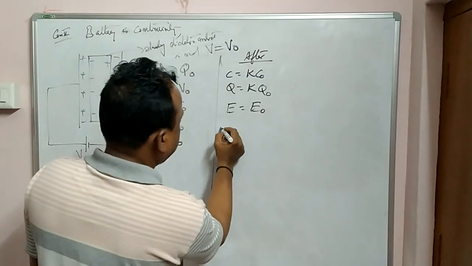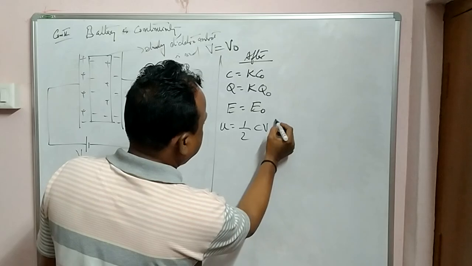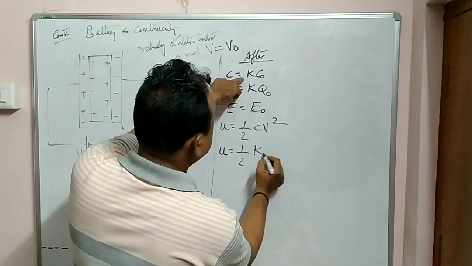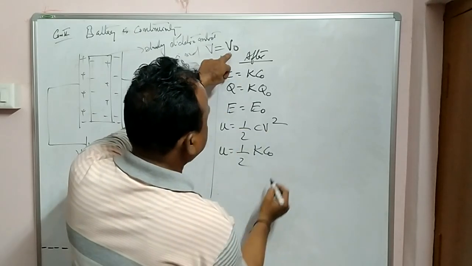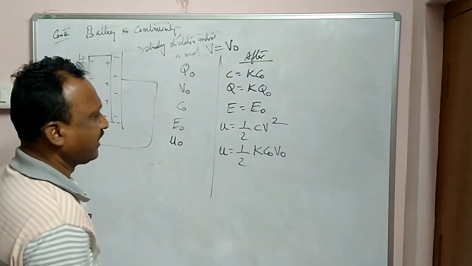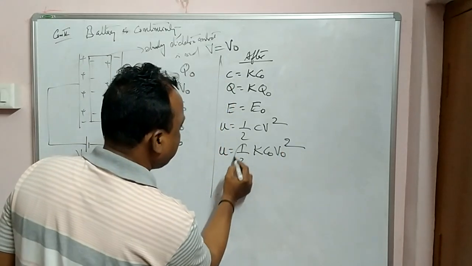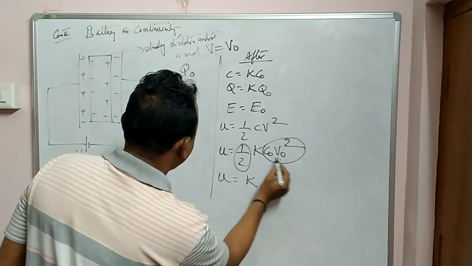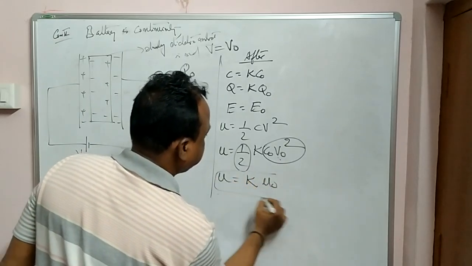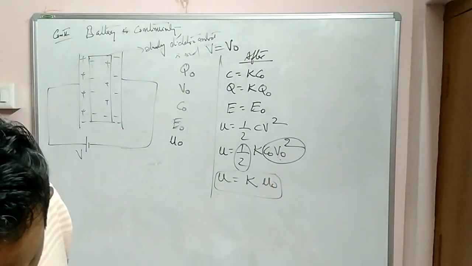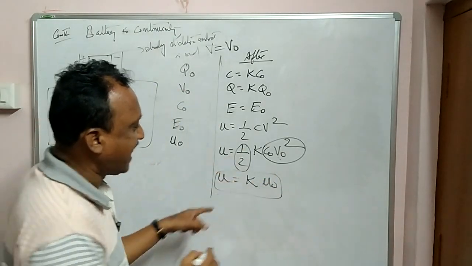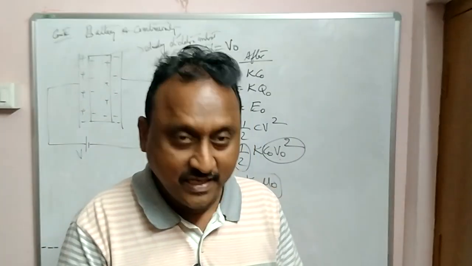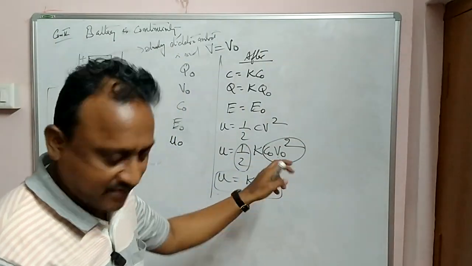Now what is the energy? Energy is equal to half C V square. So energy is equal to half C. What is C? K times C0. And what is V? V0 only, no change. V0 square. So half C V square is nothing but what? U0. So energy becomes K times the initial energy. Energy stored increases by K times the original value.